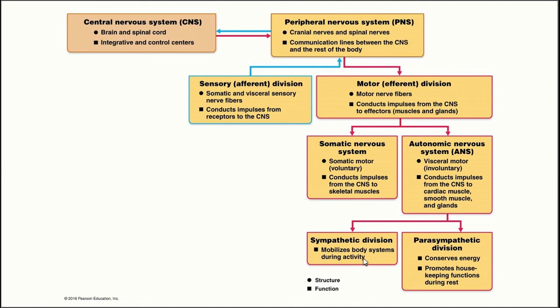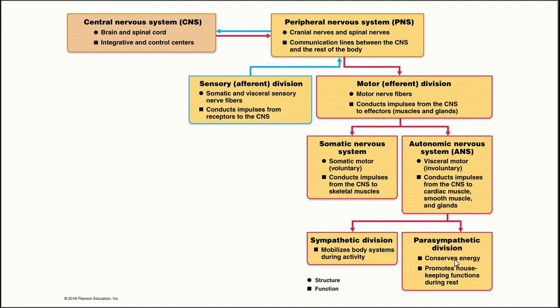Now, the sympathetic division is the division that mobilizes body systems during activity, and this is typically called the fight or flight division. So this mobilizes our body for activity or even survival behaviors and things like that. The parasympathetic division, on the other hand, is called the rest and digest division, and this division is active during rest, and it also promotes normal housekeeping and normal body maintenance during rest.